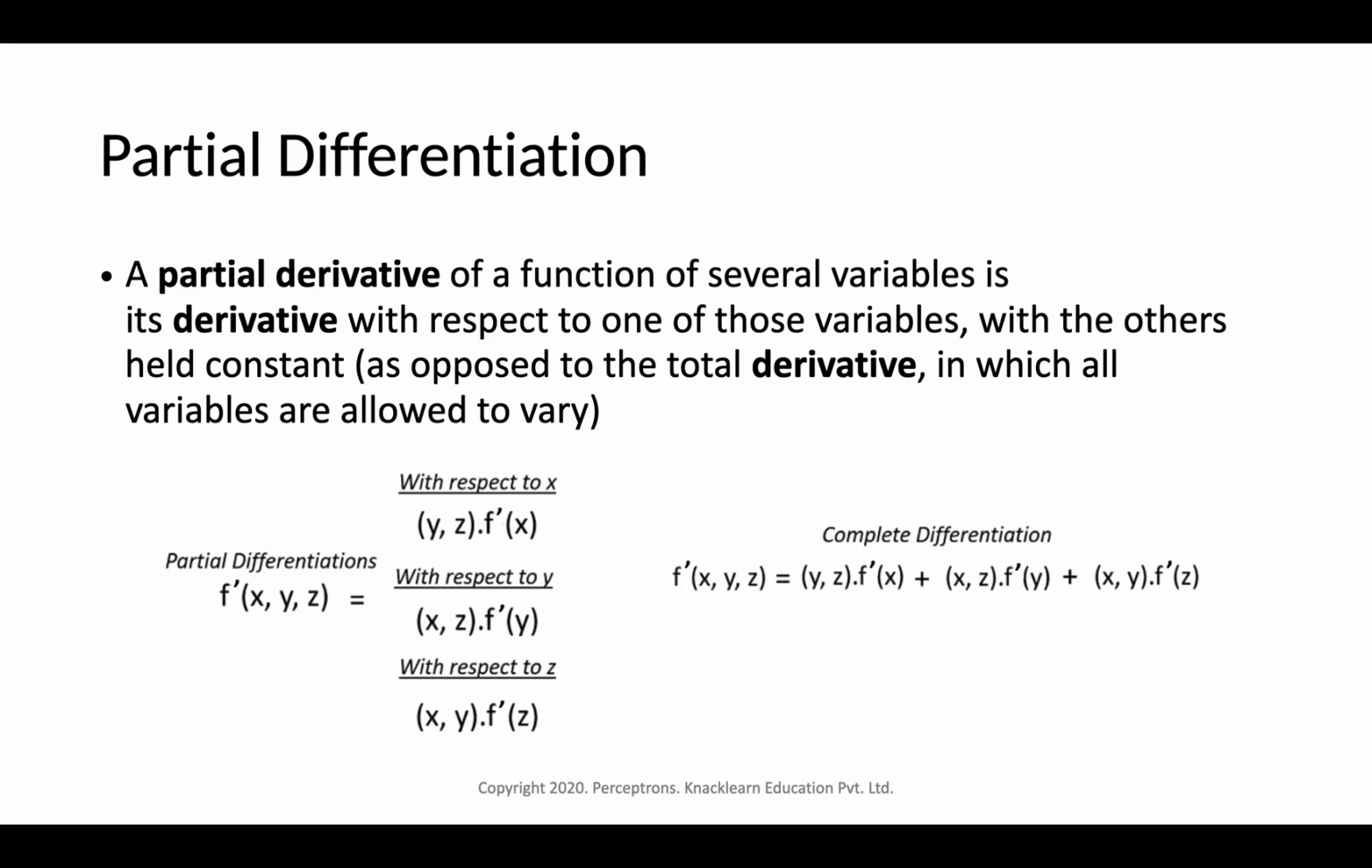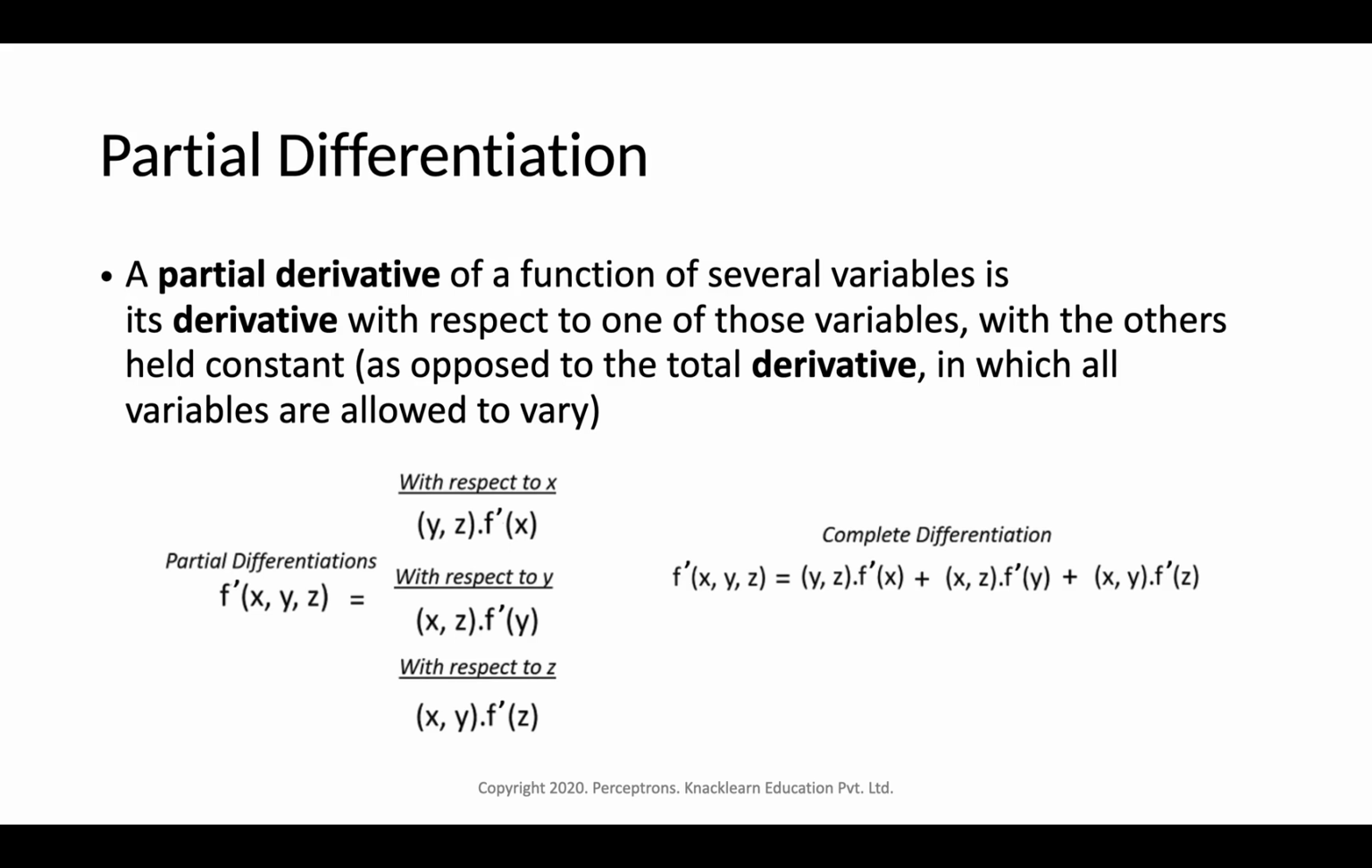Now the other part is partial differentiation, or we can also call it the partial derivative. The partial derivative of a function of several variables is its derivative with respect to one of those variables with the others held constant. Suppose we have a lot of variables within a function, like here we have a function having variables x, y as well as z. Suppose we have to find the differentiation for each of these variables. So what we can do here is use the partial derivative.